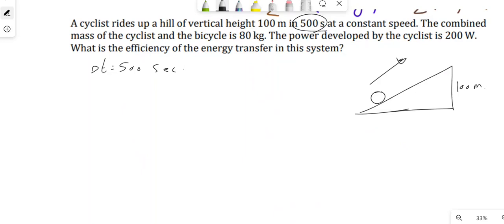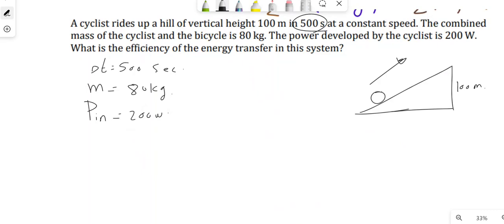The combined mass of the cyclist and the bicycle is 80 kilogram. So M is 80 kilogram. The power developed by the cyclist is 200 watt. So this is the power in, 200 watt. What is the efficiency of the energy transferred in the system?